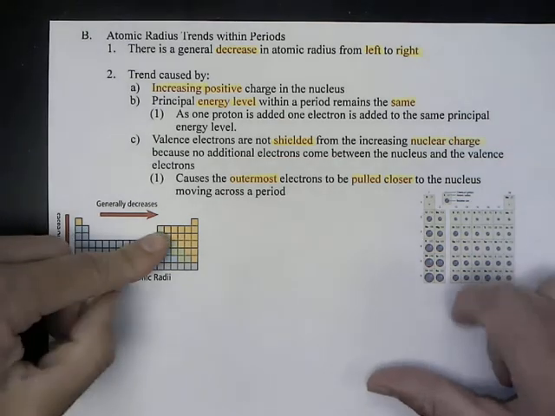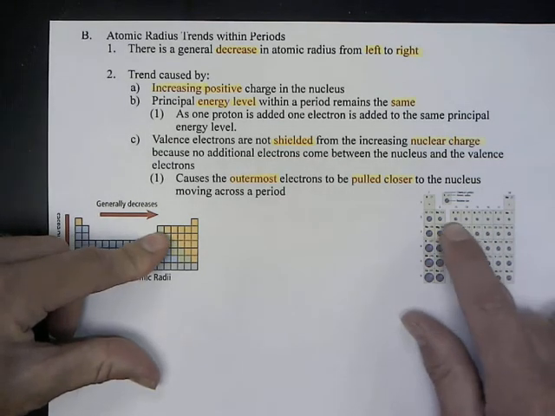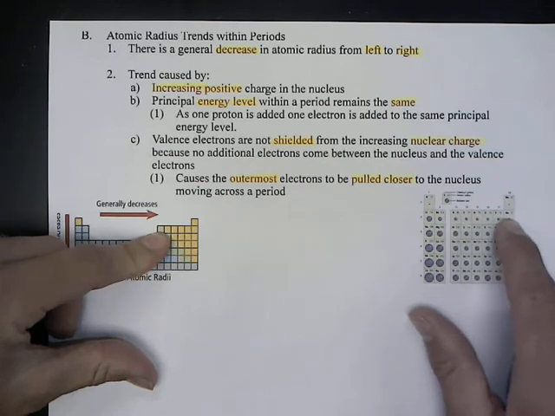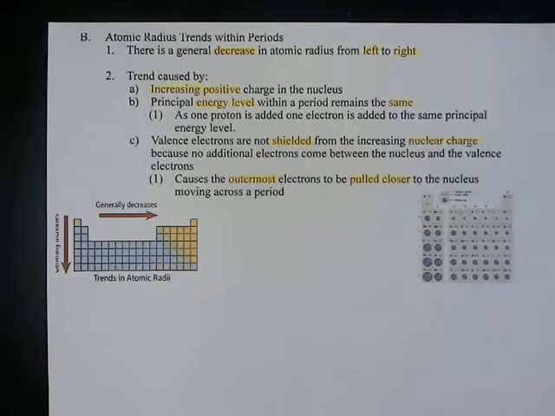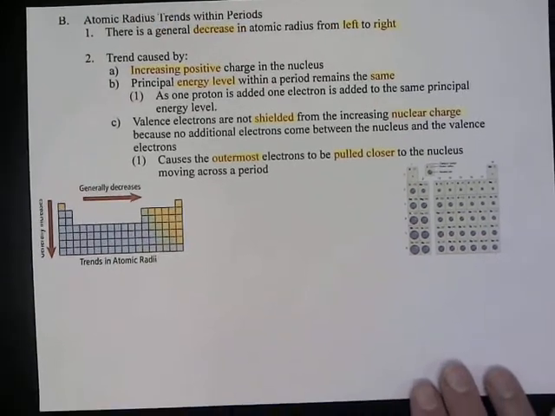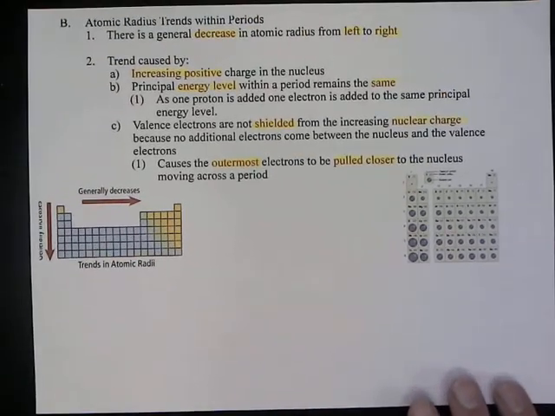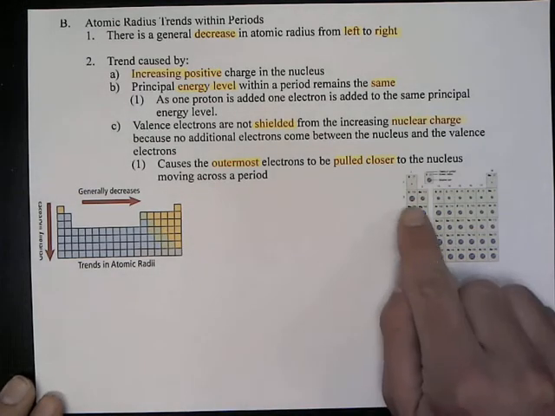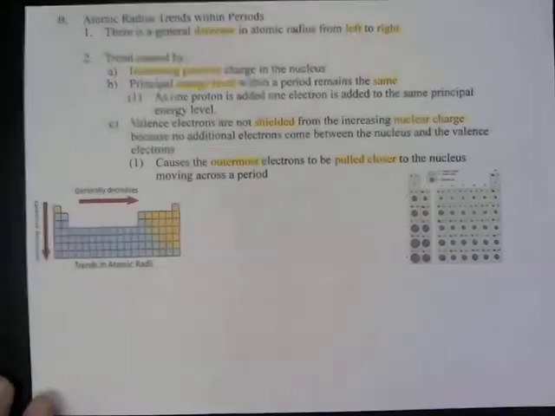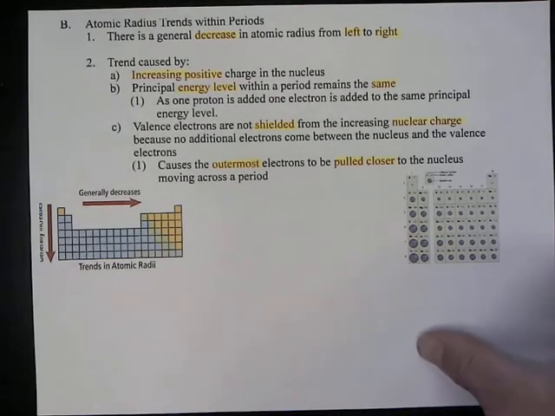As we move left to right, and you can see it in the picture at the bottom right, there is more positive pull to pull those electrons closer. That's what we call the electrostatic interaction between the positive nucleus and the negative electrons. So again, left to right in one single period, the atomic radius is going to get smaller, or decrease.